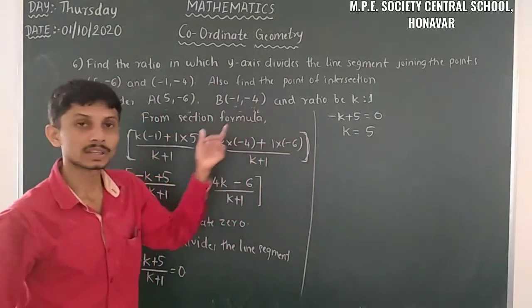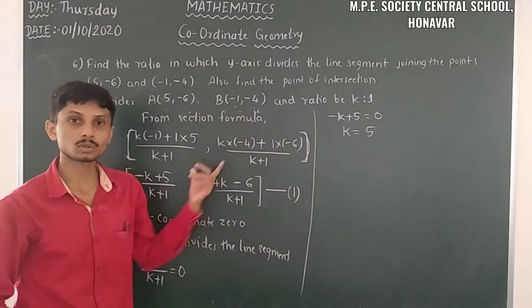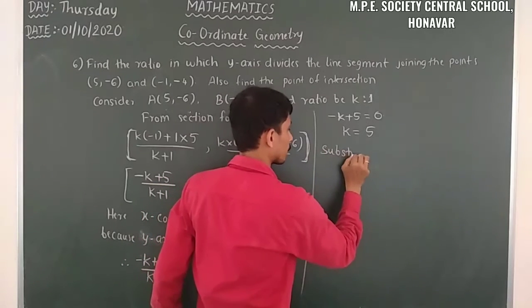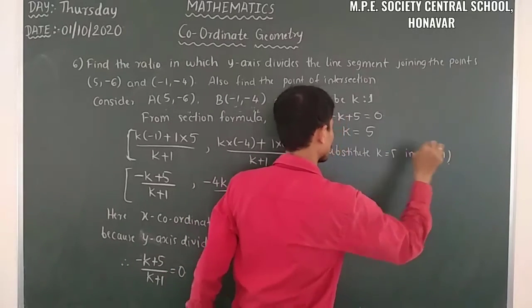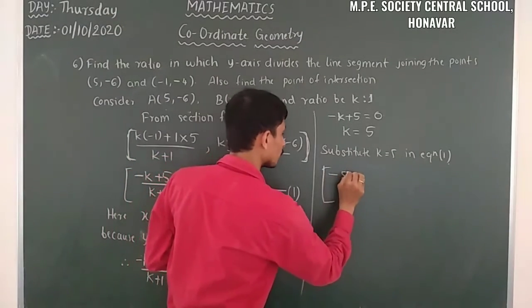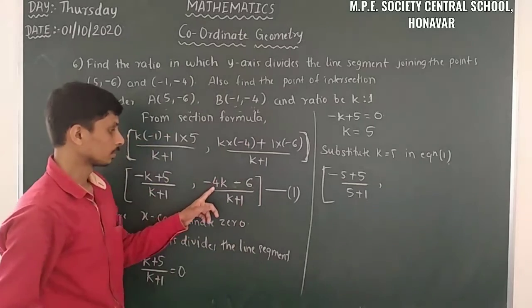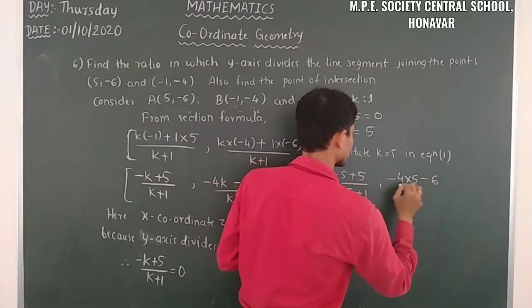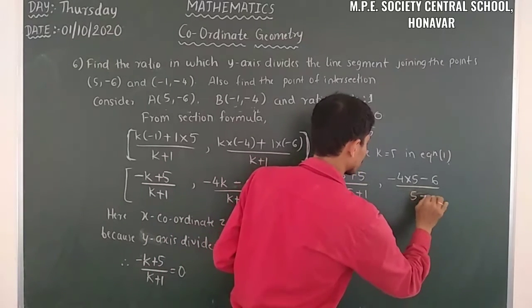From the value of k, we can insert it into equation 1. I will take this as equation 1. Substitute this k is equal to 5 in equation 1, we get the point of intersection. So just substitute k is equal to 5: minus 5 plus 5 divided by 5 plus 1, and minus 4 into 5, minus 6 divided by 5 plus 1.